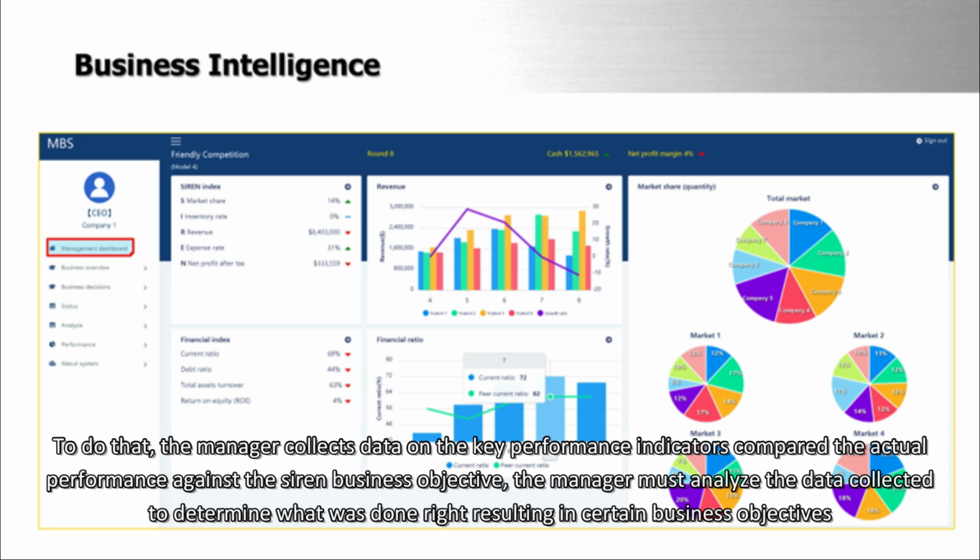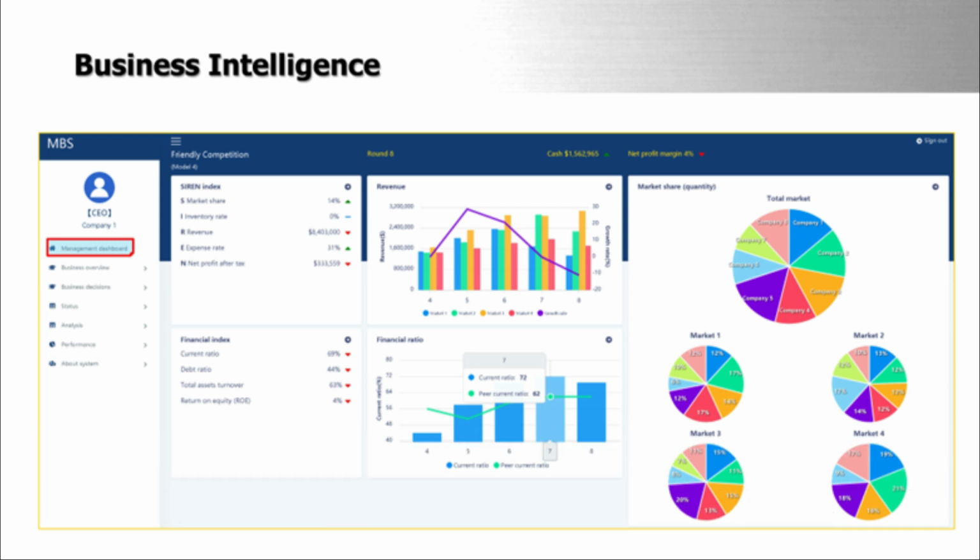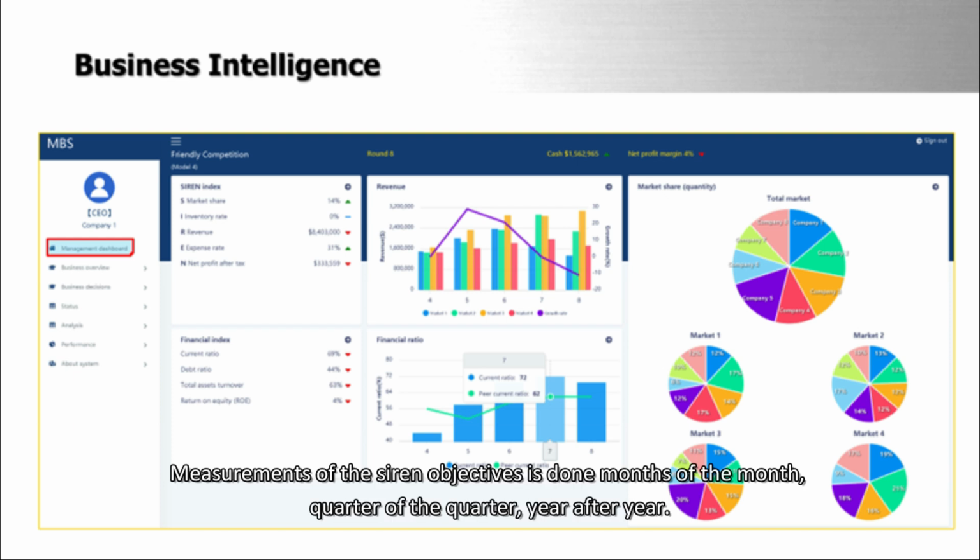The manager must analyze the data collected to determine what was done right, resulting in certain business objectives being met, and what was done wrong, resulting in certain business objectives being missed, and what should be done for the next business period to make corrections so as to meet business objectives. Measurement of the SIREN objectives is done month after month, quarter after quarter, year after year.